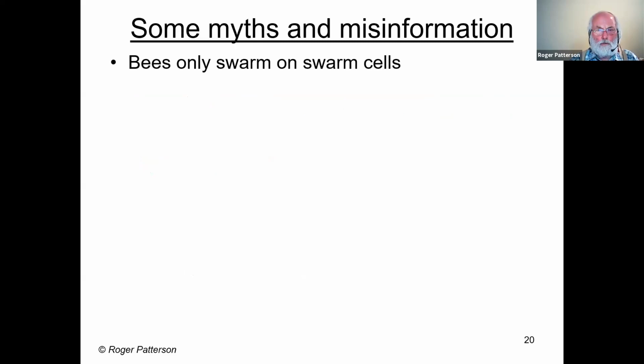How often I've heard that bees only swarm on swarm cells because that's what they're built for. I've had bees on many occasions swarm, leaving just supersedure cells or emergency cells. If the colony's in the right condition, and the weather is right, probably in 80% of the cases, out they'll go. So please, please, please don't believe that one. I've already mentioned where queen cells are supposed to be on the comb.